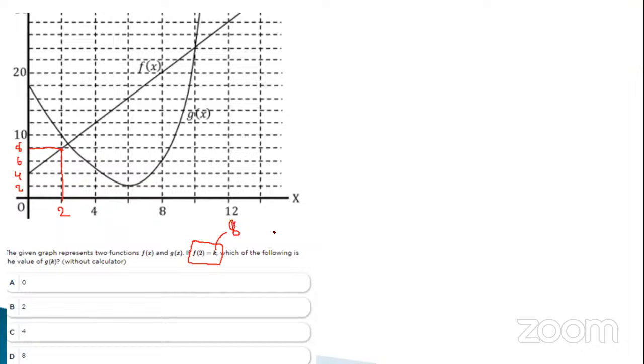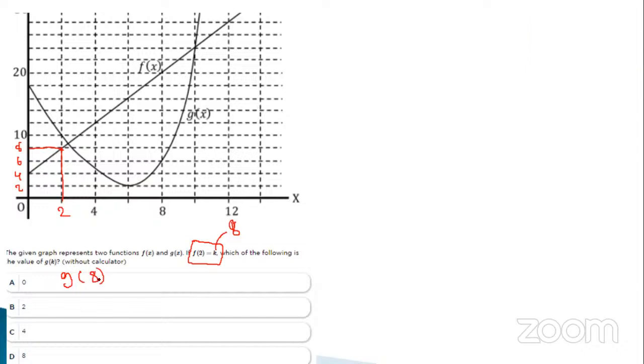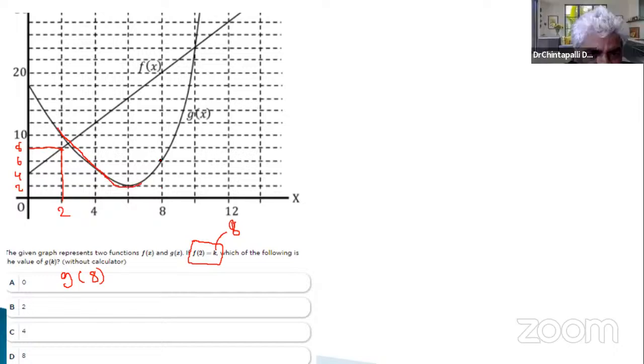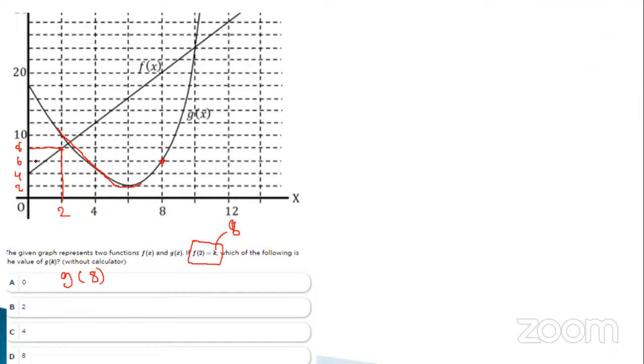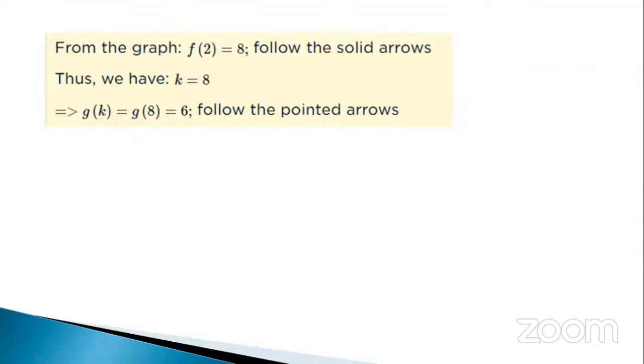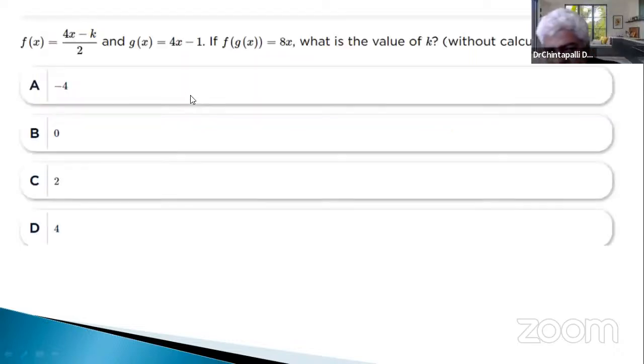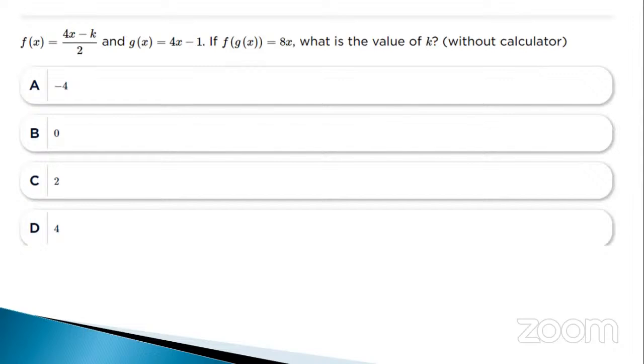Then they're asking g of 8. Use this curve. G of 8 is 6, the correct answer. But there's no 6 in the options. It's their mistake. I also checked their answer. They wrote 6 only as their answer, but it is an editing mistake.